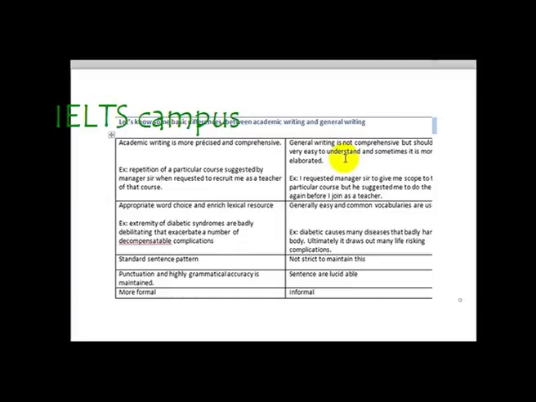In contrast to this, in general writing, sentences are not very organized or ornamental like academic writing, and mostly punctuation is not used. And academic writing is more formal than general writing.